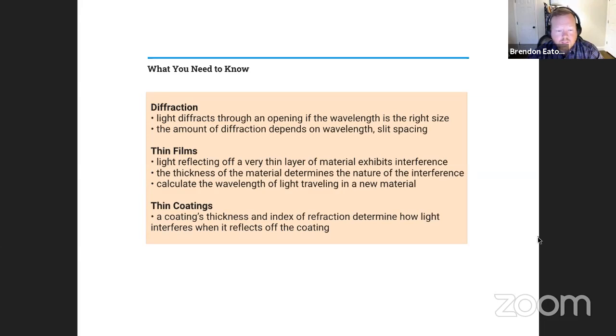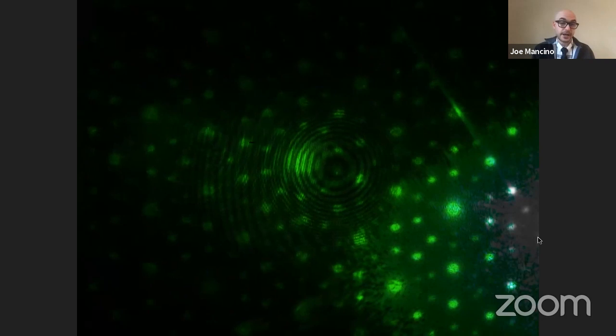Last thing that we're going to talk about here is thin coatings. And a coating's thickness and index of refraction determines how the interference is happening when light reflects off of a coating. We'll show you some examples of that a little bit later. The first thing that we're going to take a look at is the process of diffraction.